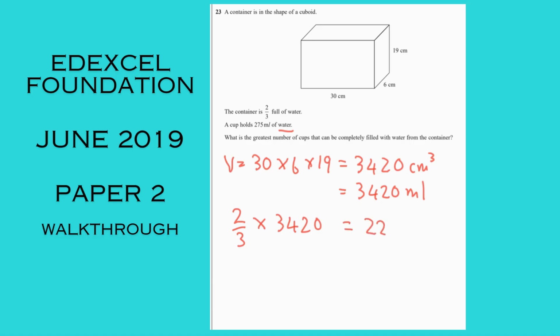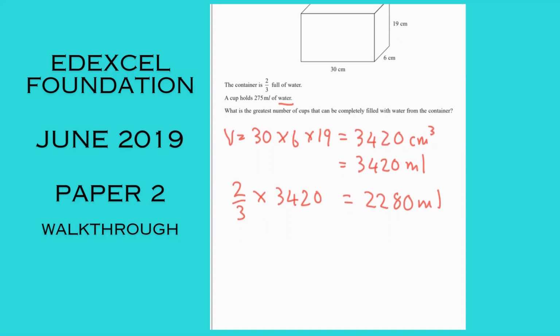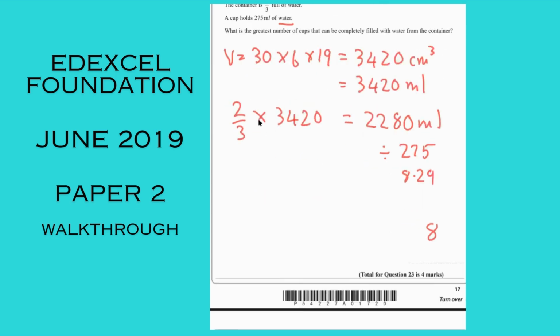This will tell us how much water is actually in the container. And then each cup holds 275. Now it says how many will completely be filled. So no matter what answer we get, we round it down. So we divide it by 275 because the units are the same. And we get 8.29 cups. Or in other words, 8 full cups.